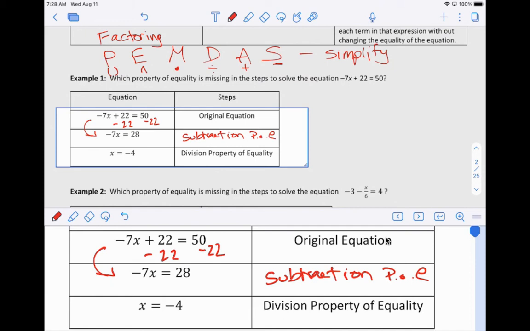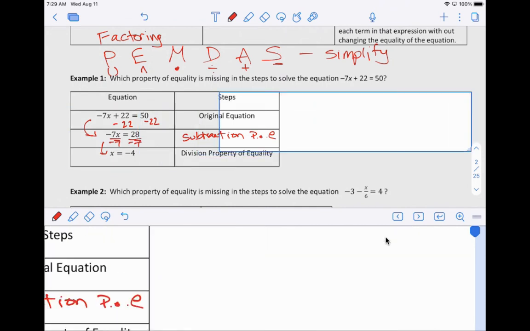And then what happened from here to here? Well, we realized x was multiplied by -7, so you can do the opposite. You can divide both sides by -7, and we wouldn't change the equality of the equation because I'm allowed to do the division property of equality. Why can I undo operations this way? This idea is called using an inverse.